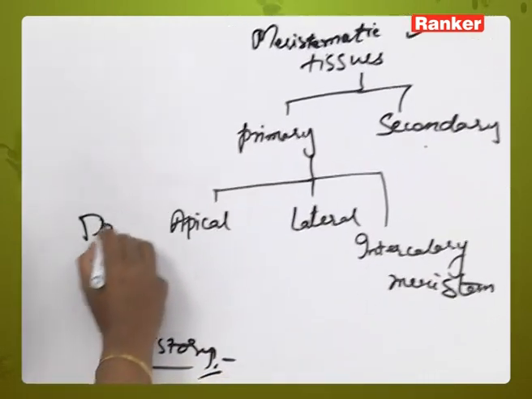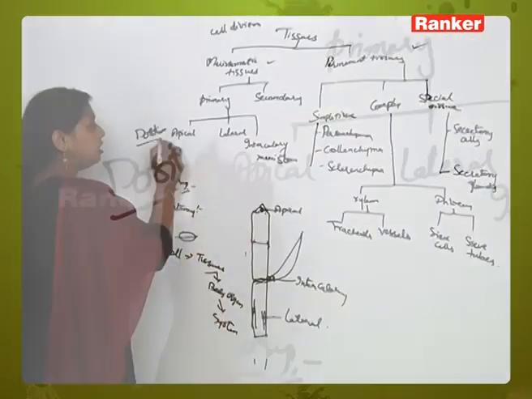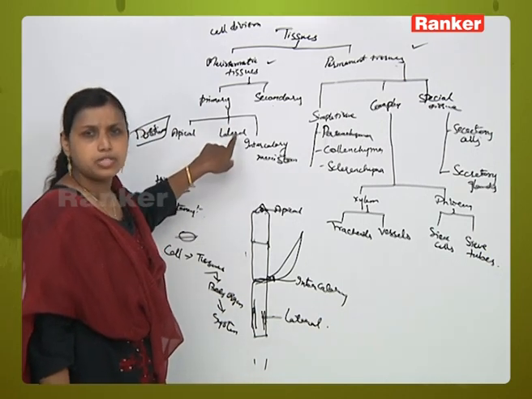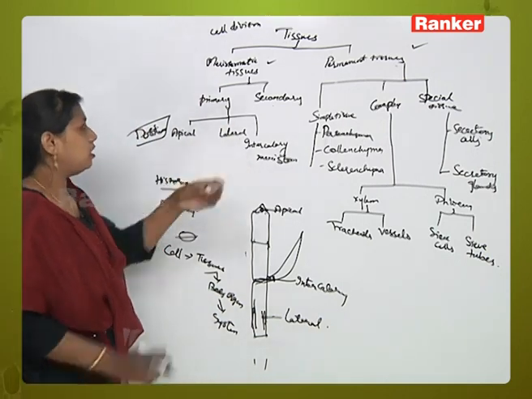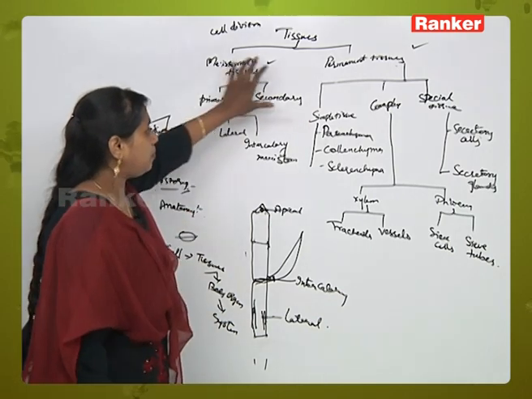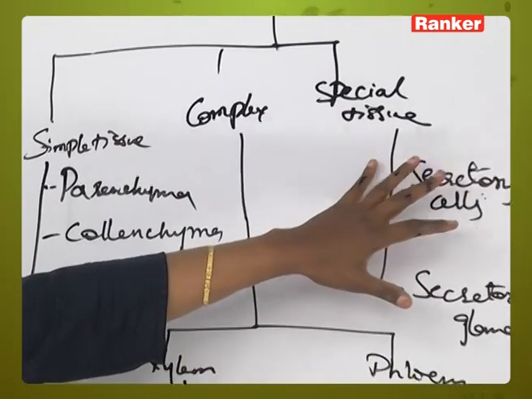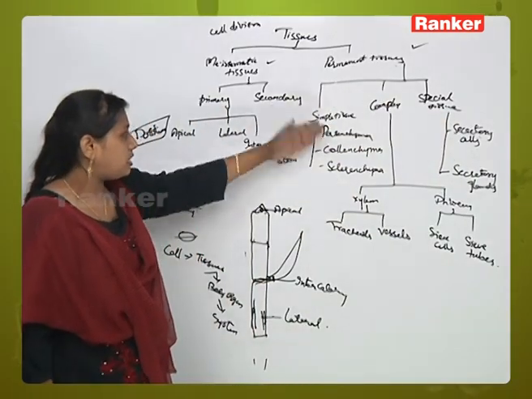Now, meristematic tissues are again divided into primary and secondary meristems, and the primary meristem, on the basis of its position in the plant body, is divided into apical meristem, lateral meristem and intercalary meristem. Permanent tissues are of three types: simple tissues, complex tissues and special tissues. All these we will study in detail later.